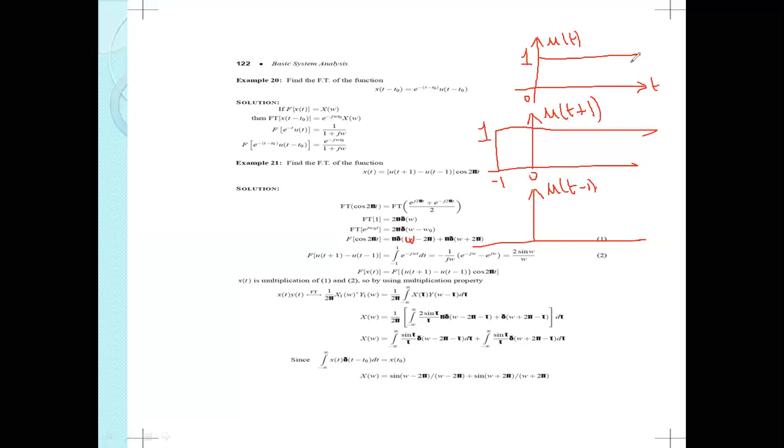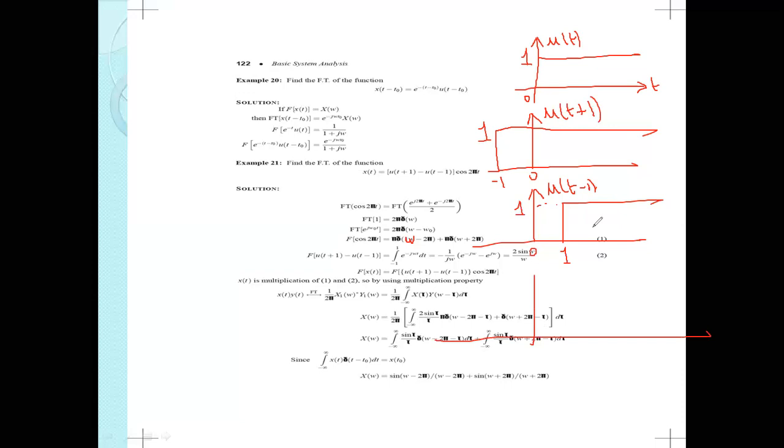u(t) is from 0 to infinite, the value is 1, and u(t+1) is from minus 1 to infinite, the value is 1, because the advanced function is shifted towards the left side. Now u(t-1) is a delayed function shifted towards the right side. So it starts from 1, its magnitude is also 1. And I need u(t+1) minus u(t-1).